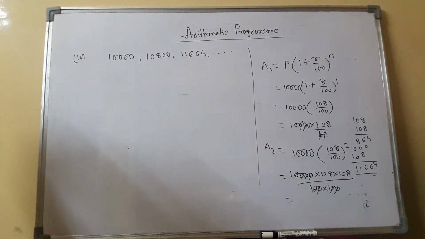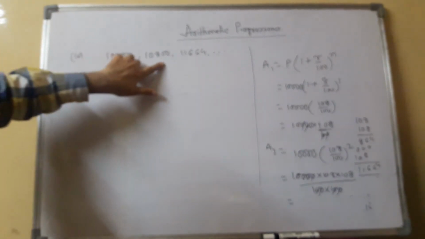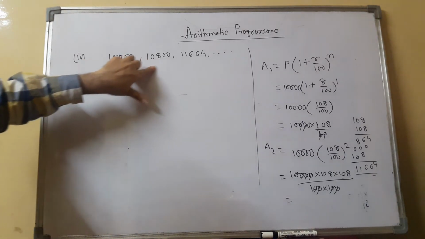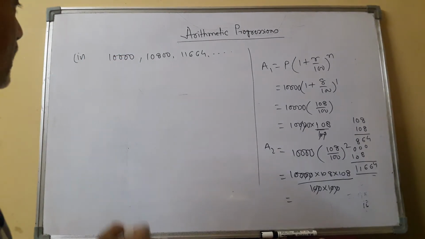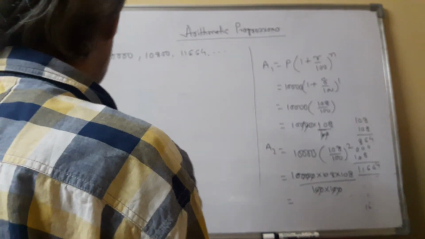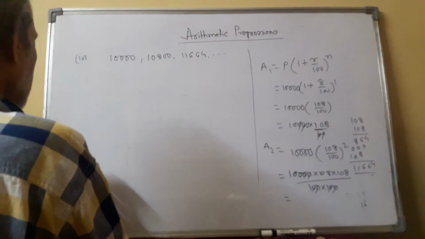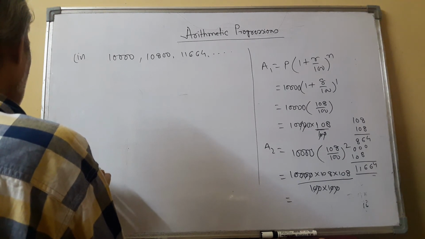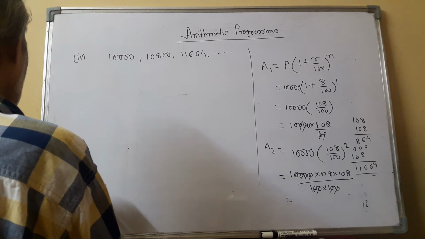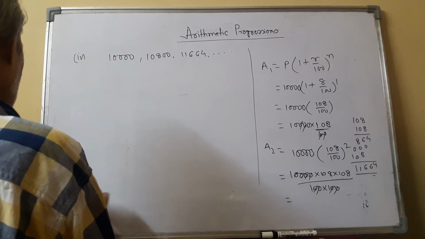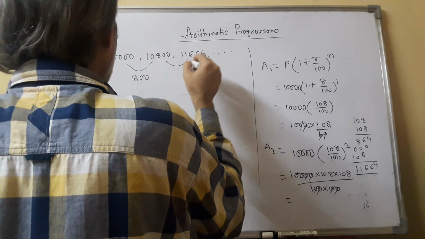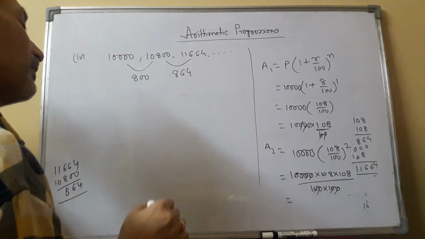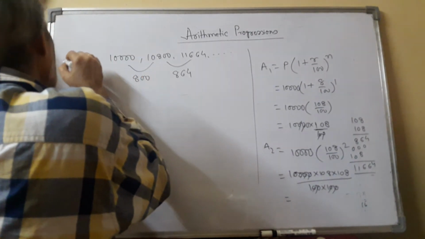So just by looking at the value, see the difference. Here the difference is 800 between the first and second term, and here the difference is how much? Here the difference is 864. So since the difference is not equal, therefore it is not an AP.